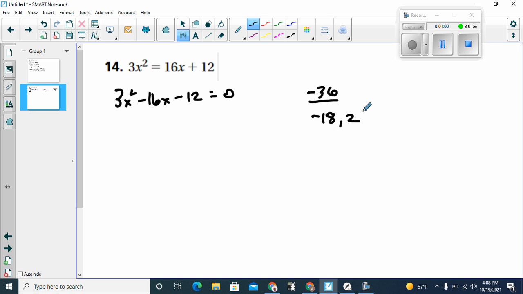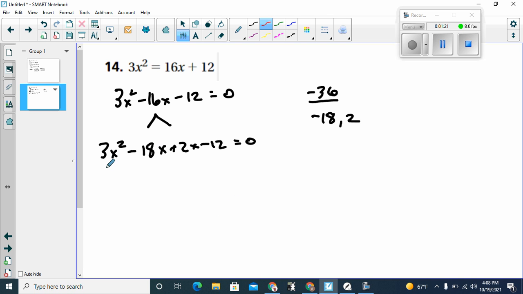And then there's lots of different ways you could factor from there. The way that I teach is to split up this middle term. So we've got 3x squared, and then I've got minus 18x plus 2x, and then minus 12. And then we factor by grouping.